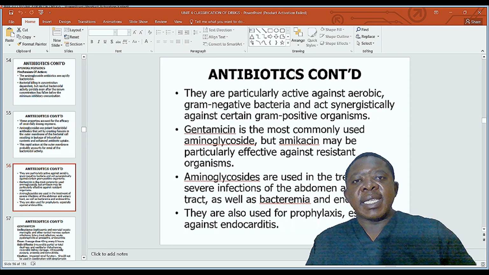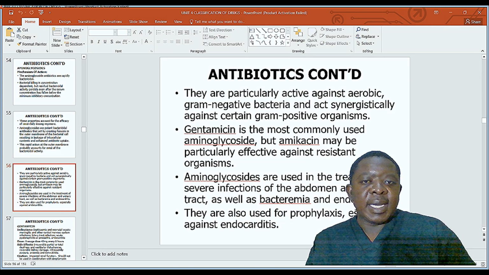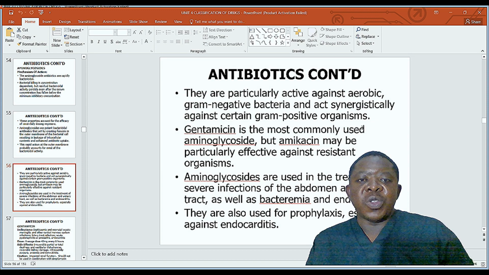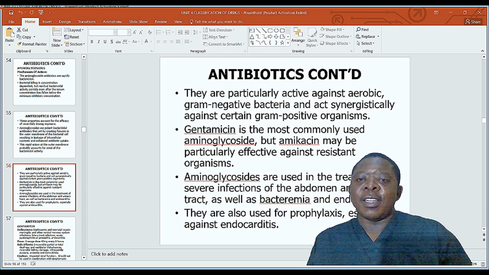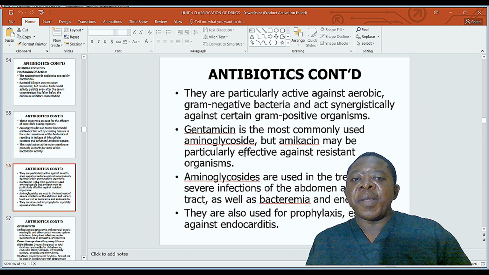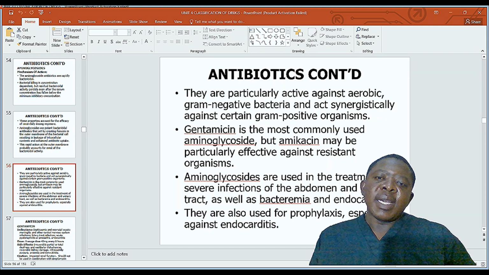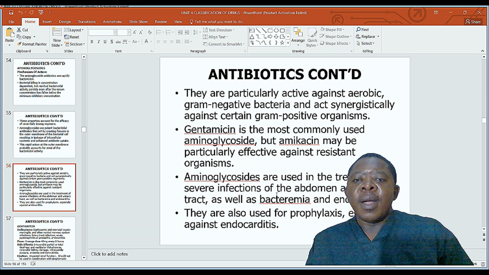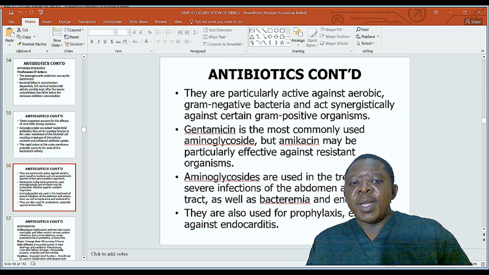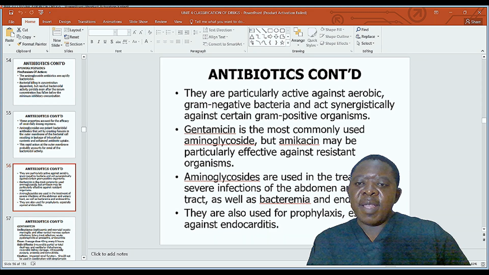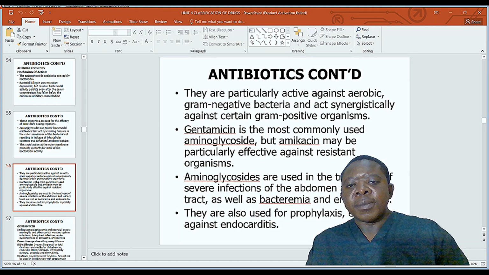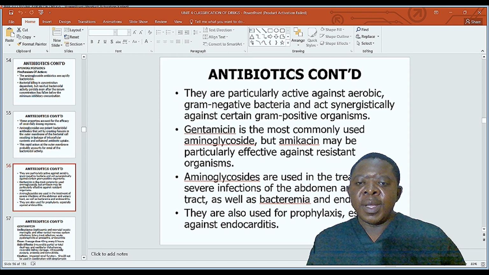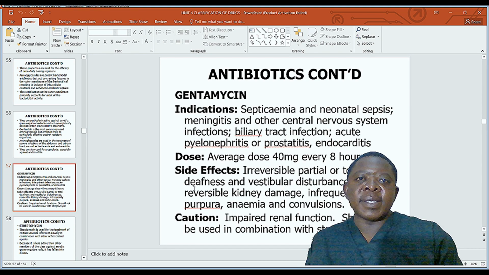Gentamicin is an example of an aminoglycoside and is the most commonly used drug, but amikacin may be particularly effective against resistant organisms. Aminoglycosides are used in the treatment of severe infection of the abdomen and urinary tract, as well as bacteremia and endocarditis. They are also used for prophylaxis, especially against endocarditis.